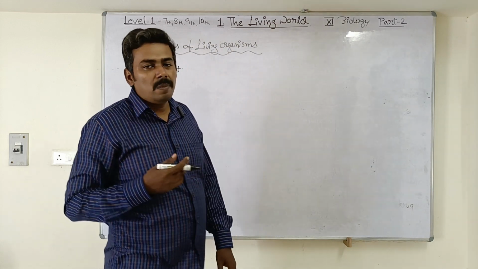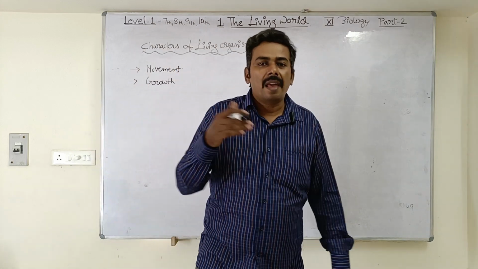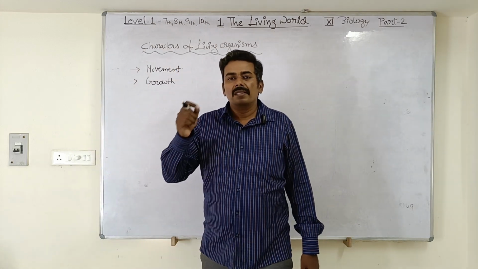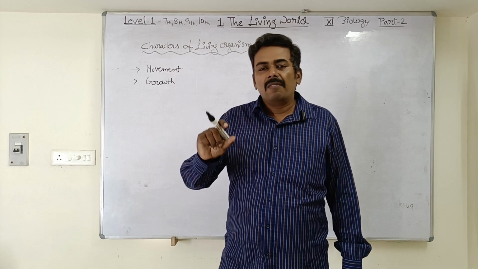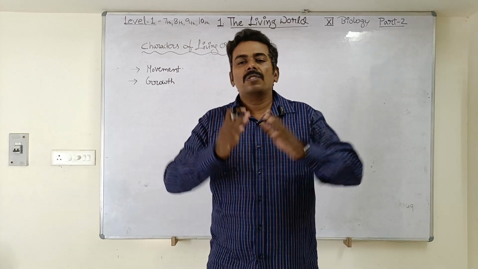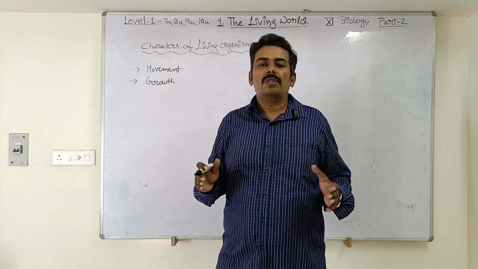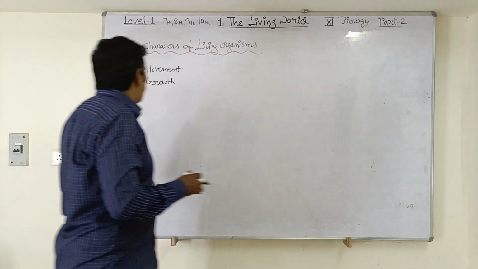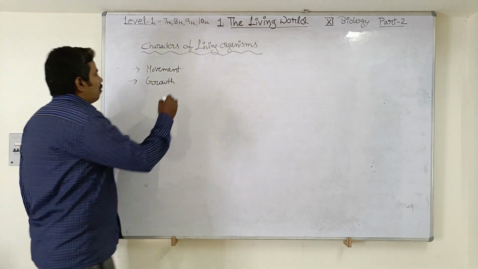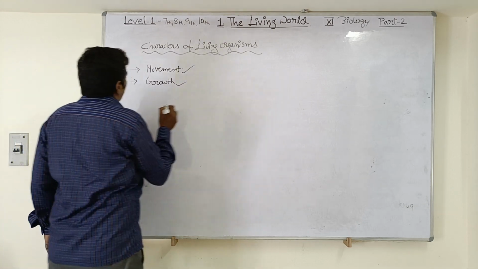So even we human beings, we also grow, isn't it? Plants also grow. So when a plant germinates from the seed, the sapling will be very small. Gradually it grows into a big tree, isn't it? So all the living organisms, they are able to grow. This is one of the characters of living organisms: movement, growth.